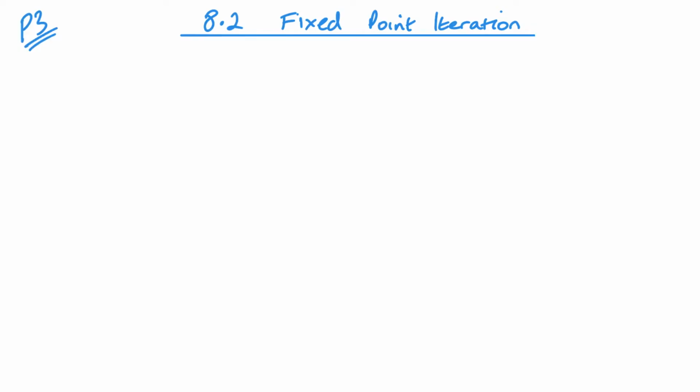Welcome back to P3. Today we're looking at fixed point iteration. Now this is a method to find the value of x for when f of x equals 0. And usually we need to manipulate an algebraic function first so that we're able to do this.